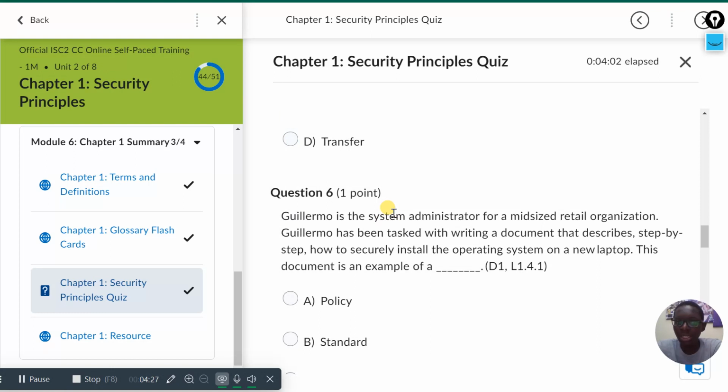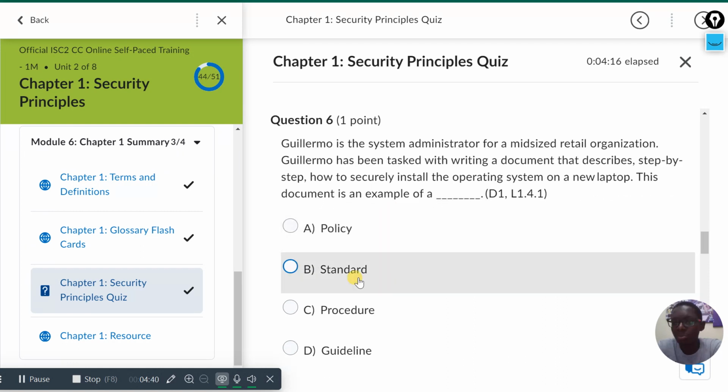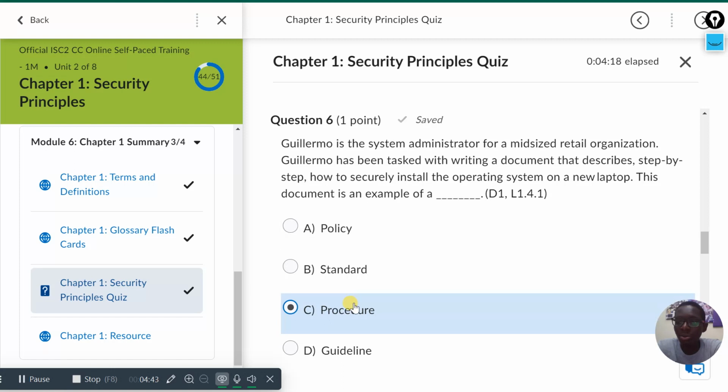Guillermo is the system admin for a mid-sized retail organization. He has been tasked with writing a document that describes step-by-step how to securely install the OS on a new laptop. When you see step-by-step, you already know it's a procedure, right? Procedures tell you how to do something. Guidelines tell you what to do, right? I think that's the major difference between them. Most times you see procedures and guidelines put together, but a guideline is telling you what to do. In case of this, do this. In case of this, do this. That is a guideline.